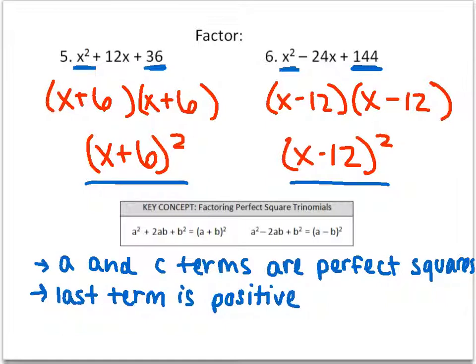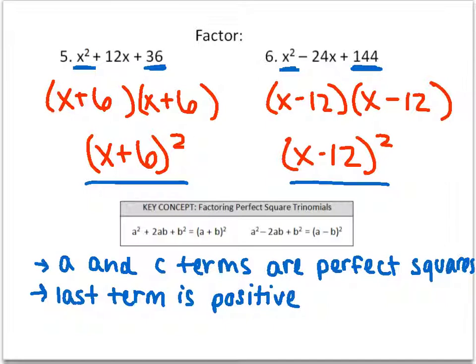Yeah, I think you were saying the right thing. You just said it in a little bit of a backwards kind of way, because the signs have to be what if you're squaring it? The same. Yes, if you're squaring something, you're doing the exact same thing twice, so you're going to have the exact same signs. Last term positive tells you to have the same signs.